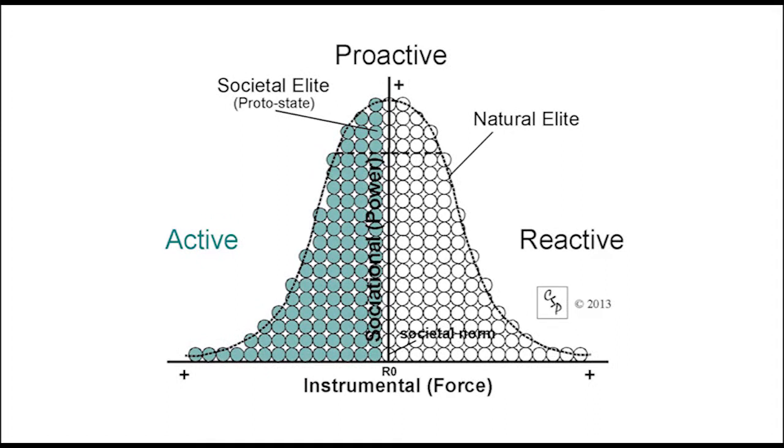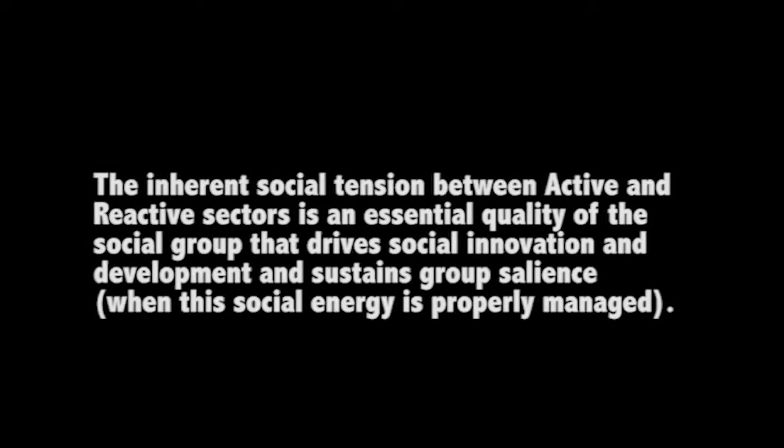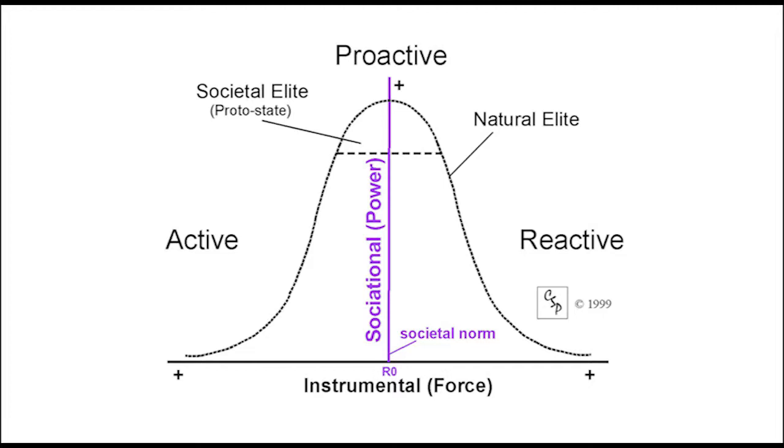As noted, the active and reactive sectors mirror one another as instrumental self-promotion and self-protection actions create and maintain social inequalities and opposing perspectives. This inherent social tension, as pointed out by Lewis Coser, is an essential quality of the social group that drives social innovation and development and sustains group salience, that is, when this social energy is properly managed. A failure of conflict management can lead to overt instrumental behavior, factionalism, and separatism, or state failure. The proper management of social tensions relates specifically to the group's self-regulating and self-correcting nature.